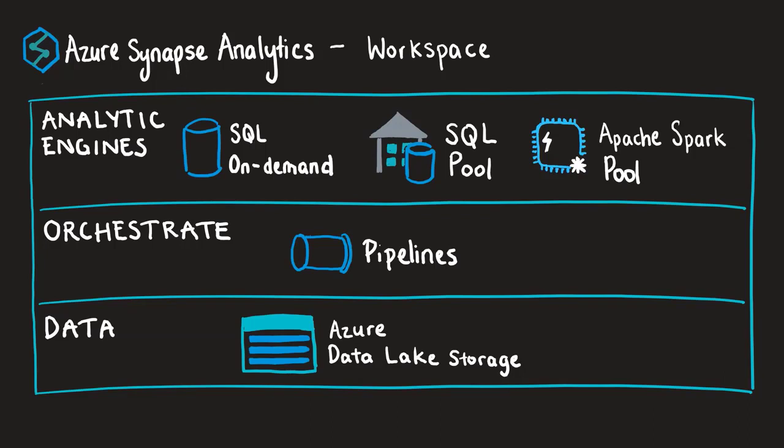project. So just to sum up the analytic engines, we have two flavors of SQL, the provisioned one, the SQL Pool, and then the on-demand SQL. And then on the Apache Spark side, we have the provisioned version, Apache Spark Pool. So now we kind of have the main components that are within Azure Synapse Analytics.